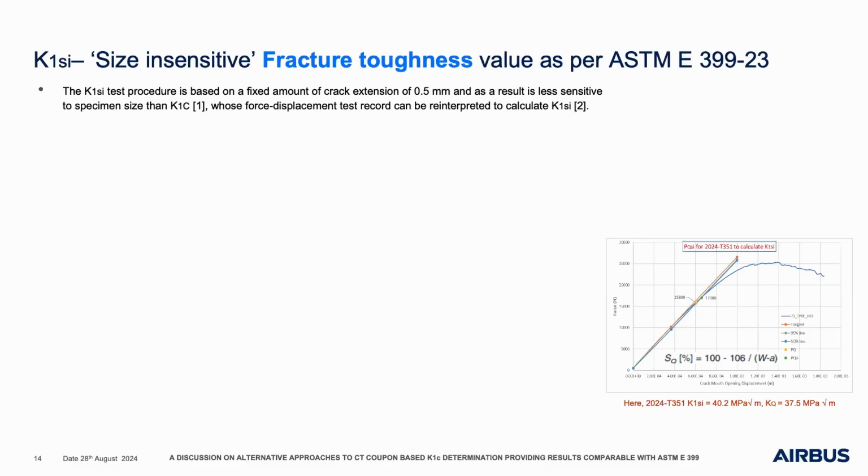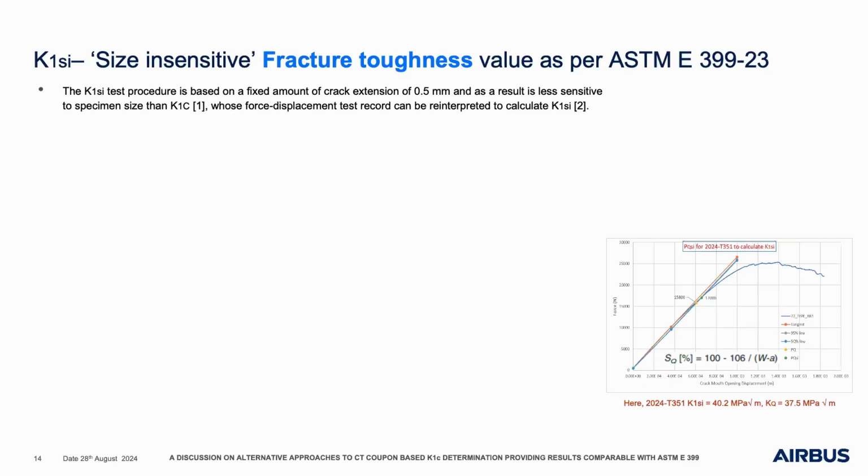It actually came out since 1976. That's when the original publication was. But K1SI was only formalized in E399 in 2023, I believe, as part of ASTM E399. It is based on a fixed amount of crack extension of 0.5 millimeter. And as a result, is less sensitive to specimen size than the K1C. This is what the claim is, whose force displacement test record can be reinterpreted to calculate K1SI.